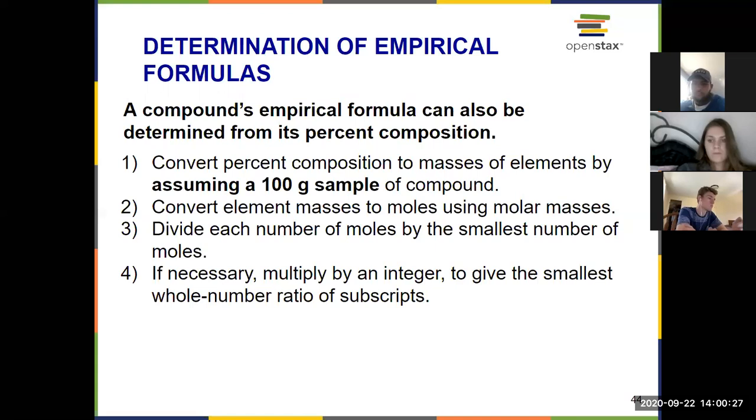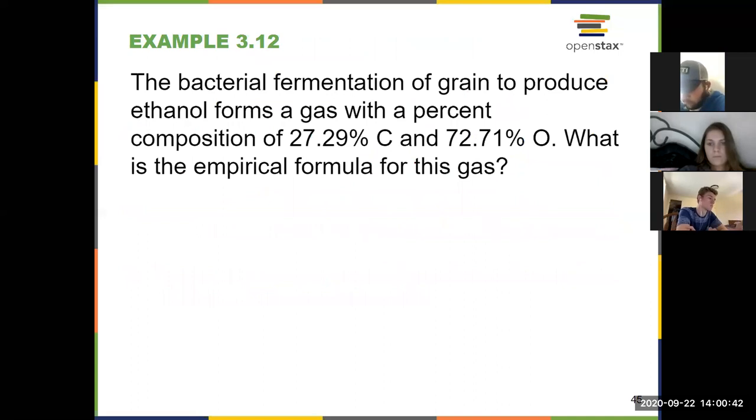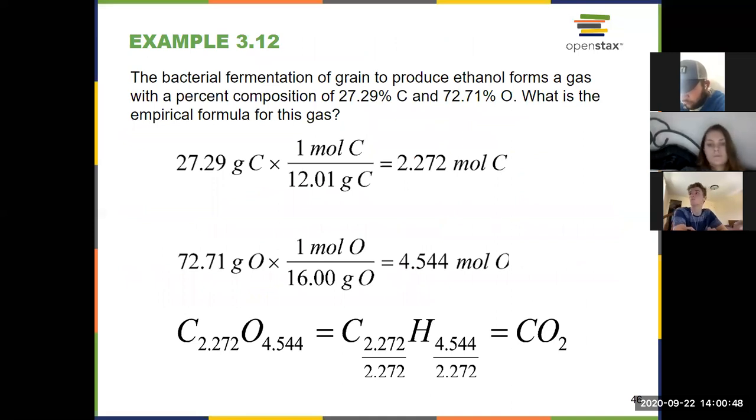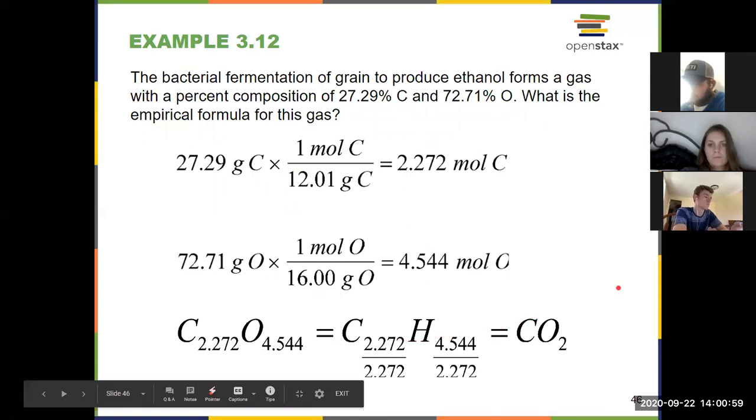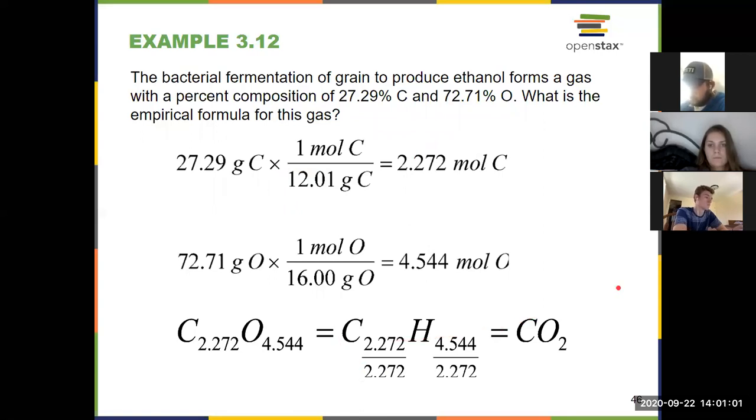And then after that, notice rules 2, 3, and 4 are the same exact rules as what we had before. So as soon as you convert those by assuming 100 grams, then it's the same exact approach. It's just an extension of what we've done before. So I take those numbers. If I assume 100 grams, then 27.29% carbon just becomes 27.29 grams of carbon. Then I convert to moles, divide by the lowest number of moles, and then boom, I get my empirical formula, CO2, which you may have already known as a byproduct of fermentation.